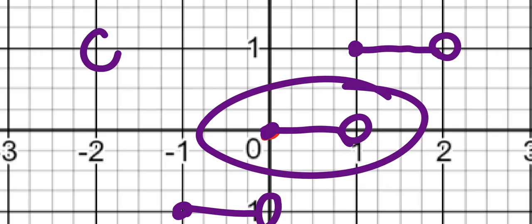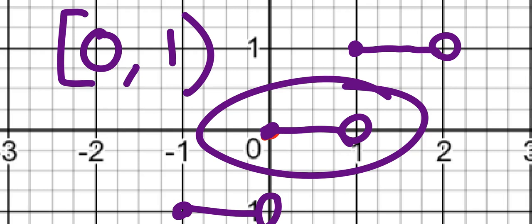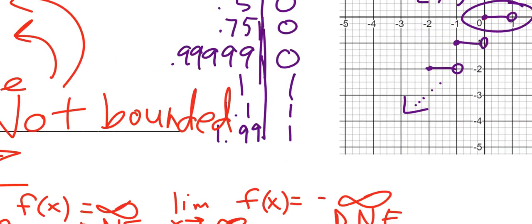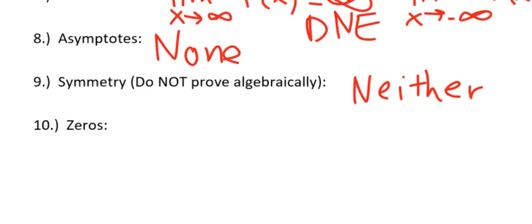So her answer was something about 0 to 1. What do you think? Closed or open? Nice, kid. I like it. Closed on the left, open on the right. Doesn't it make sense when you look at the picture that it's closed on the left, open on the right? The dot's filled in on the left, but not the right. It's beautiful.